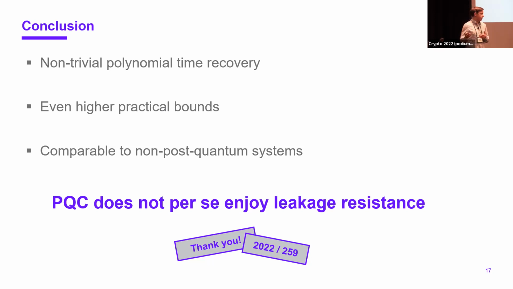But in practice, we see that the amount is actually way higher. So there's a huge gap between what we can prove and what we see in practice. In practice, we can almost recover 50% as in the standard case.